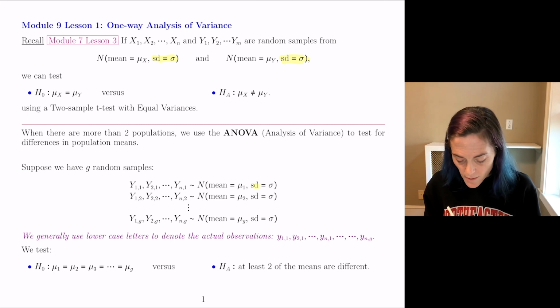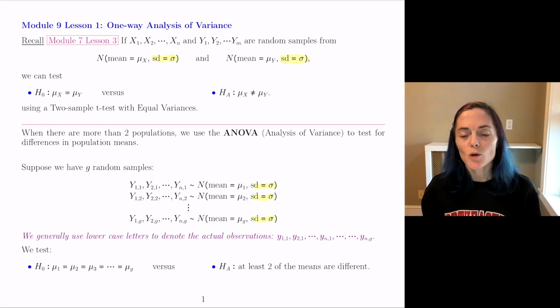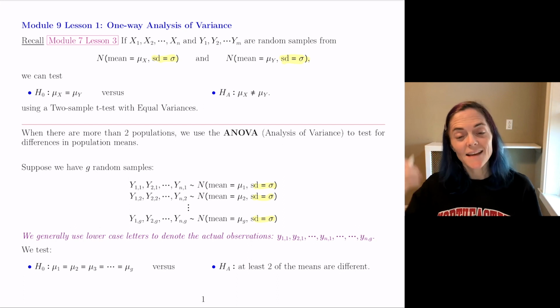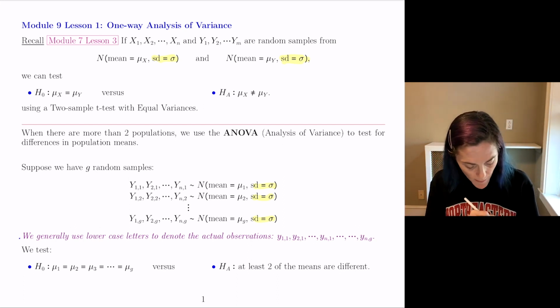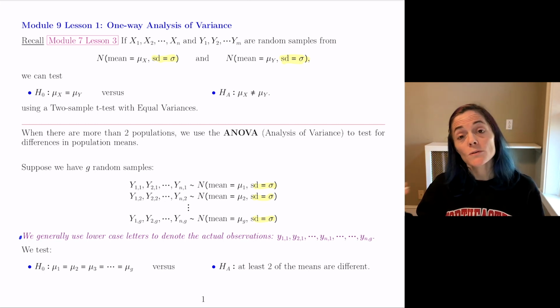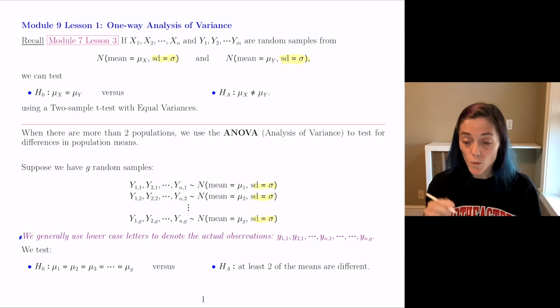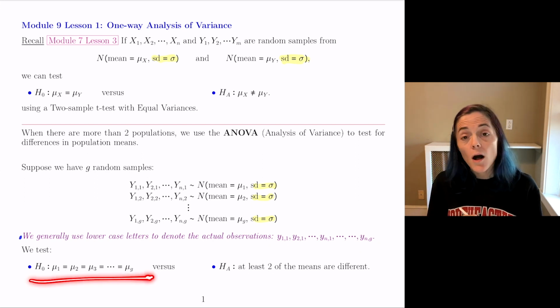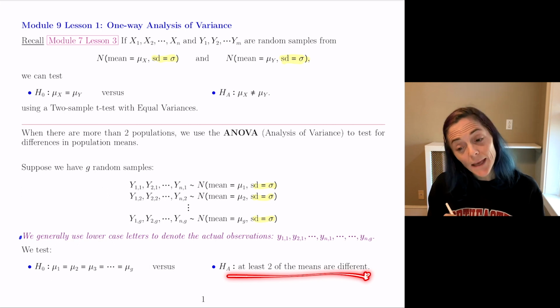Just like with the two-sample t-test with equal variance, in the ANOVA we are assuming the same variance for all of the G groups. In our textbook and many textbooks, we generally use lowercase letters to denote the actual observations, and I have the corresponding lowercase letters here. Our null hypothesis is that all G means are the same. The alternative: at least two means are different.